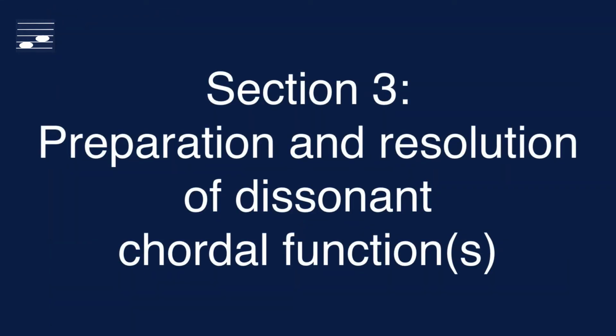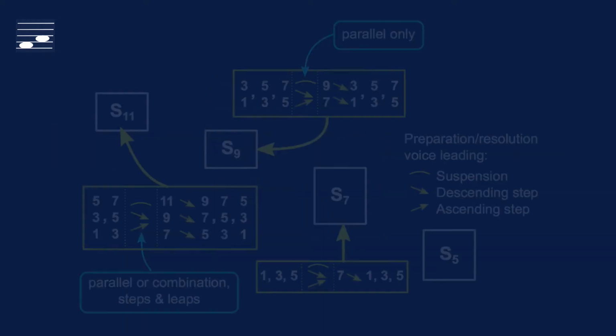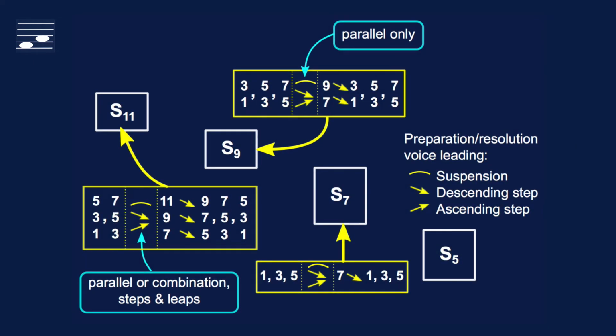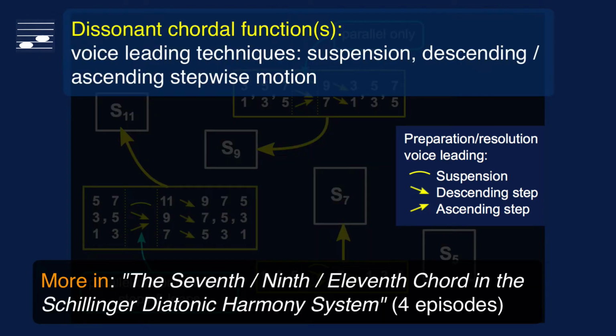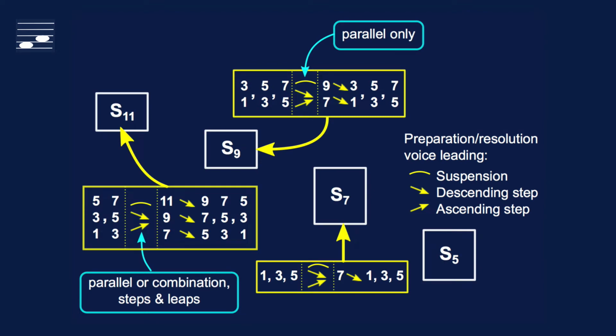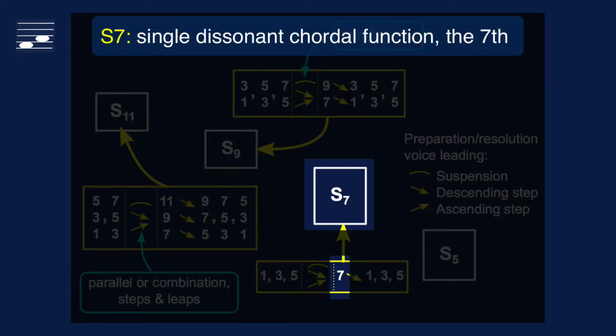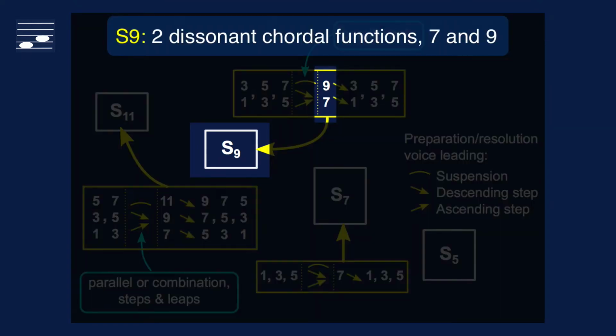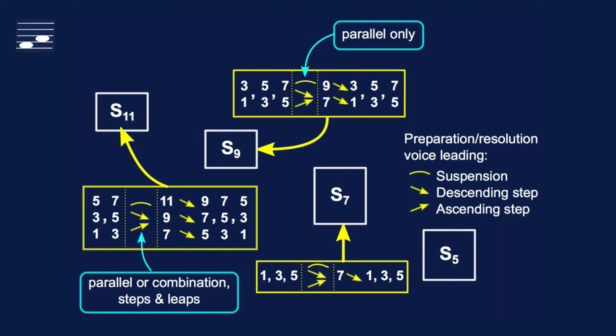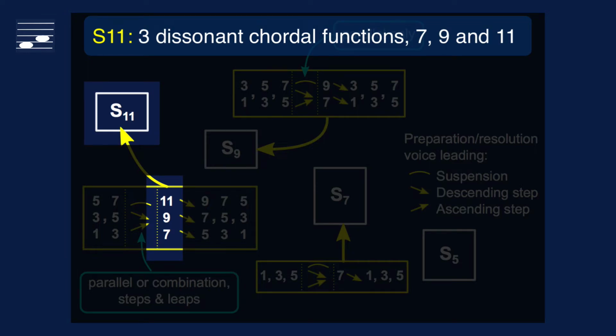The next aspect is preparation and resolution of the dissonant functions. An overview is shown in this diagram. We see the 4 chord types and chordal functions. Dissonant function voice leading uses 3 approaches shown by symbols on the right. Suspensions, which is held over notes, or stepwise descending or ascending motion. For each dissonant chord, the dissonant chordal functions are listed in the center of a box. The S7 has the single dissonant chordal function 7, the S9 has double dissonants 7 and 9, while the S11 has triple dissonants that form a triad.